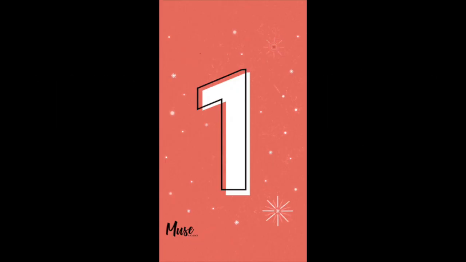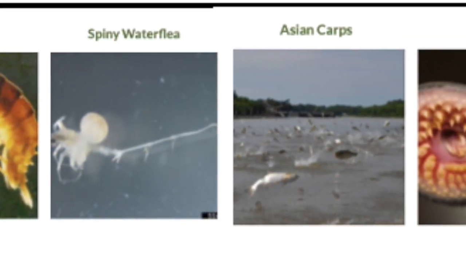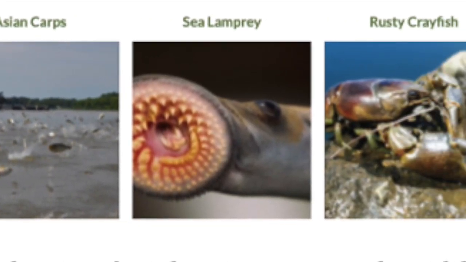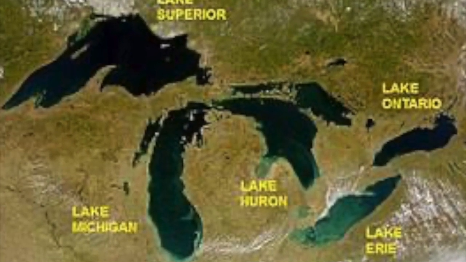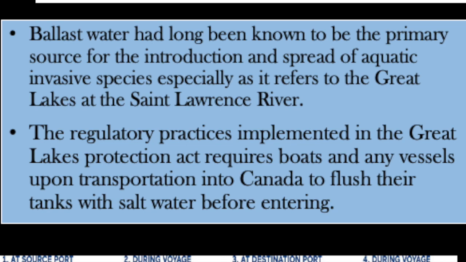The primary source for the introduction and spread of aquatic invasive species, especially in the Great Lakes and the St. Lawrence River, is ballast water. So, in order to combat this spread, regulatory practices were implemented so that any vessel or boat, upon transportation into Canada, would have to flush their tanks with salt water prior to entering.